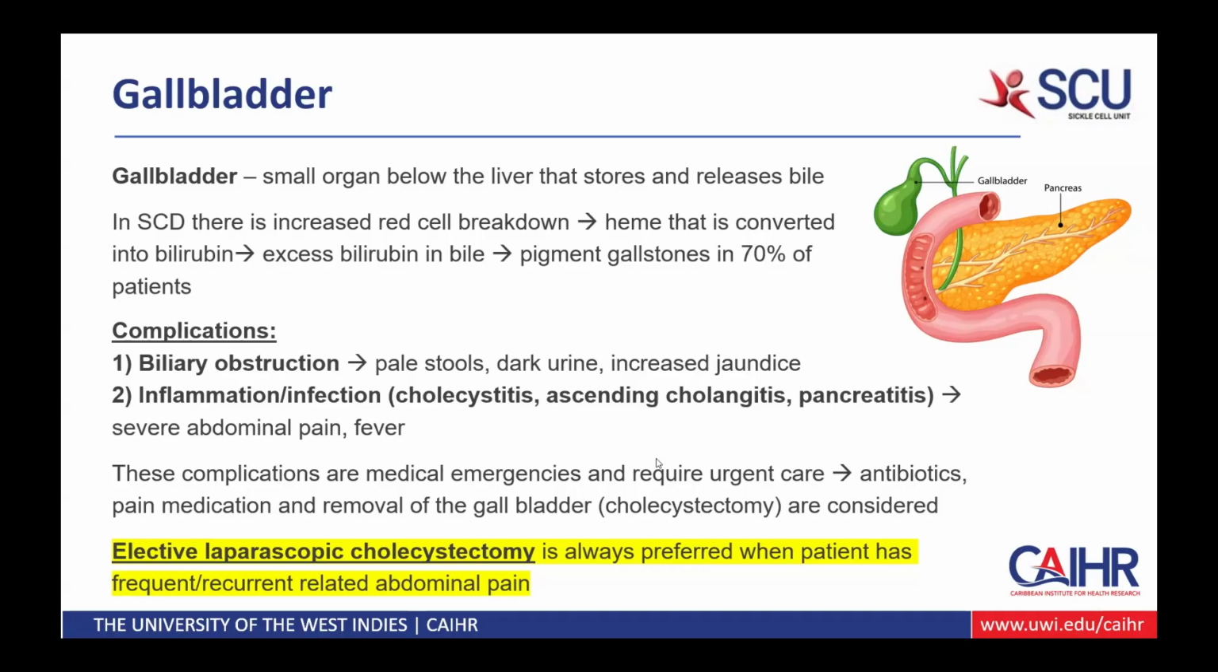And that would require urgent medical care because it is a surgical emergency. So you would need to go to hospital very urgently for that.